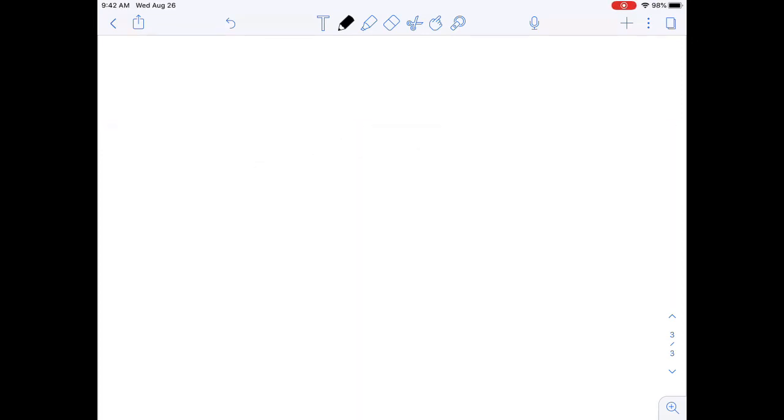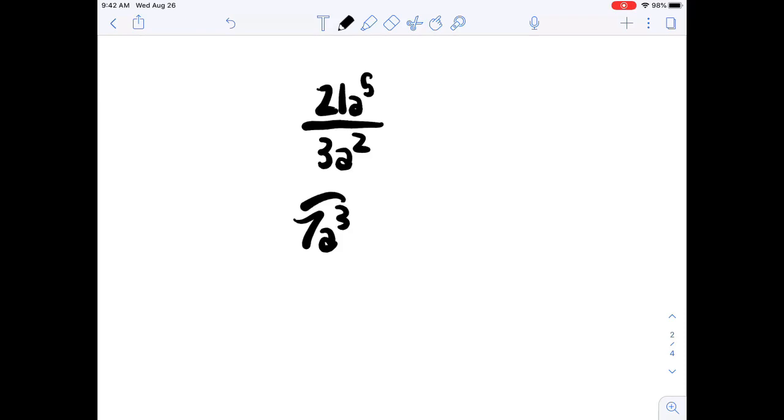Okay, so now we know how to multiply two expressions. Now I'm going to show you how to divide two expressions. So 21 times a to the power of 5 divided by 3 times a to the power of 2. Here we would divide 21 by 3 and then subtract the exponents. So 21 divided by 3 is 7, and 5 minus 2 is 3. So the final answer would be 7 times a to the power of 3.